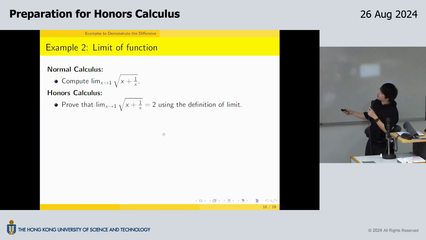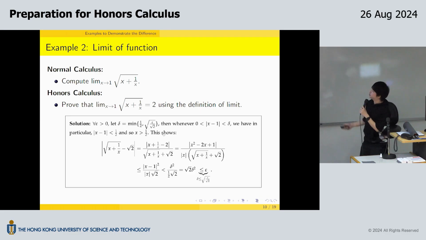For the honor calculus course, you are asked to prove using the definition of limit that the limit of this function as x goes to 1 is square root 2. How should we do that? Again, we need to verify the definition of limit using the epsilon-delta language. Again, you need to do some estimation. You need to manipulate inequalities in a not straightforward way.